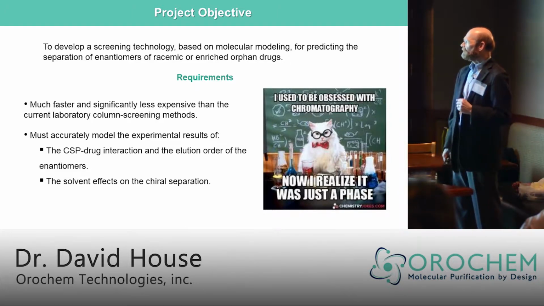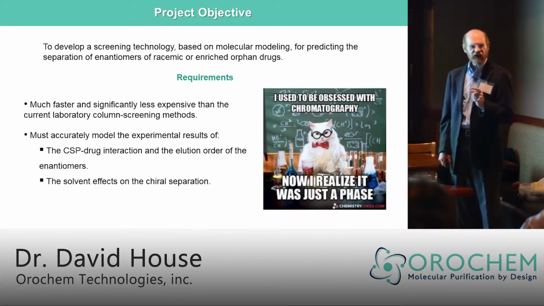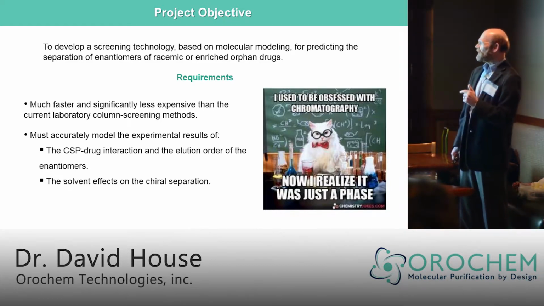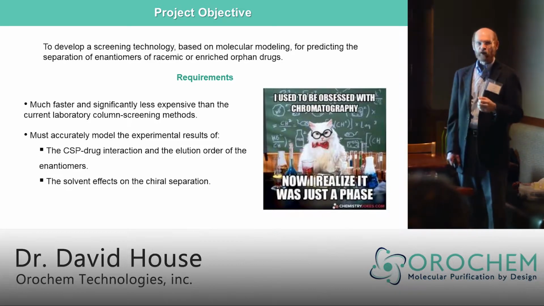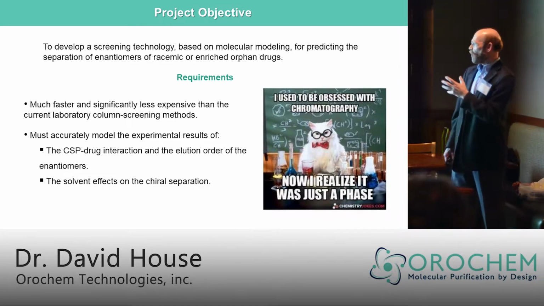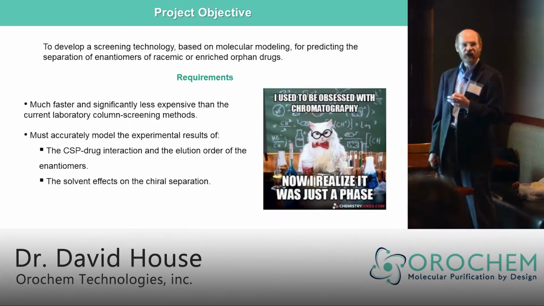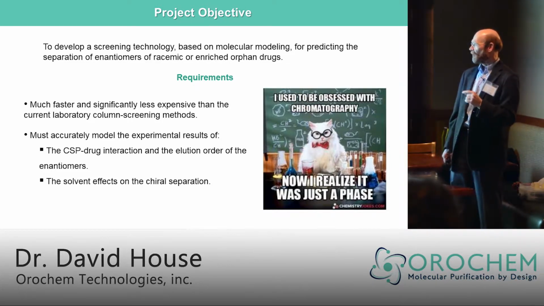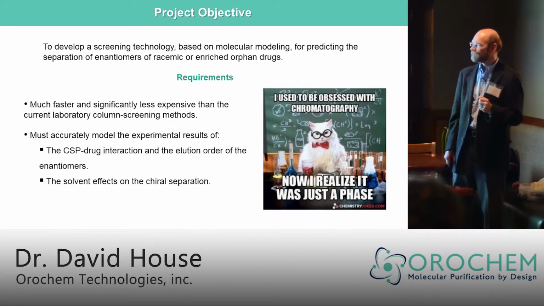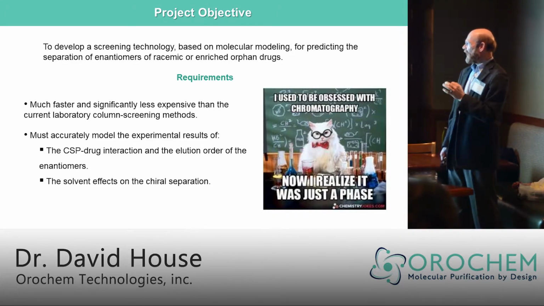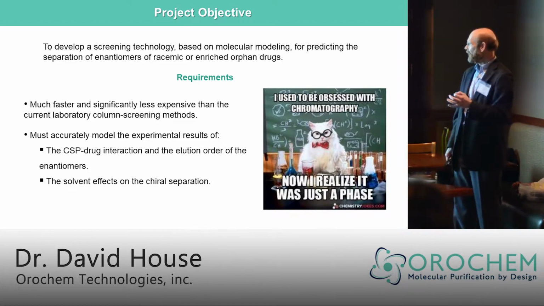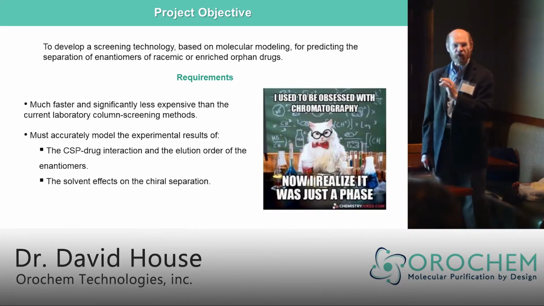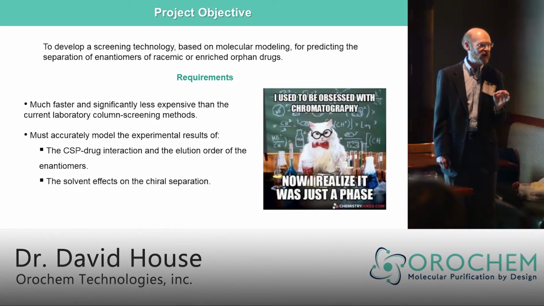The project objective is to develop a screening technology based on molecular modeling for predicting the best chiral stationary phase for separating the enantiomers of racemic or enriched orphan drugs. The requirements are that the system must be much faster and significantly less expensive than the current laboratory column screening methods. Likewise, it must accurately model the experimental results of the chiral stationary phase drug interaction and the elution order of the enantiomers. And the solvent effects on the chiral separation must also be successfully modeled by the system.